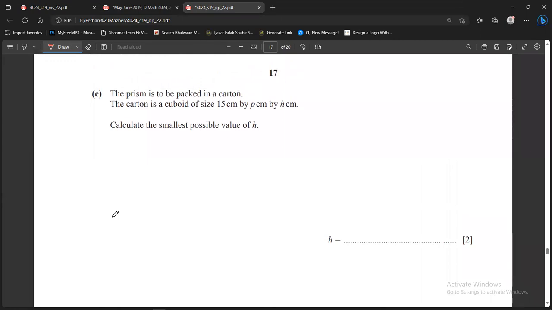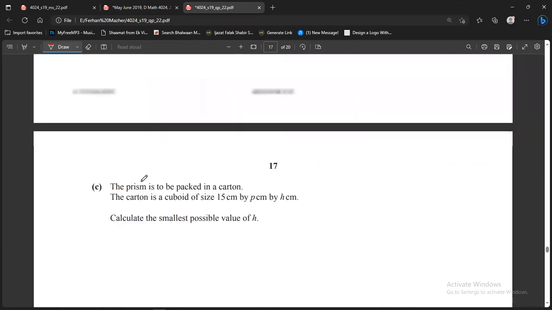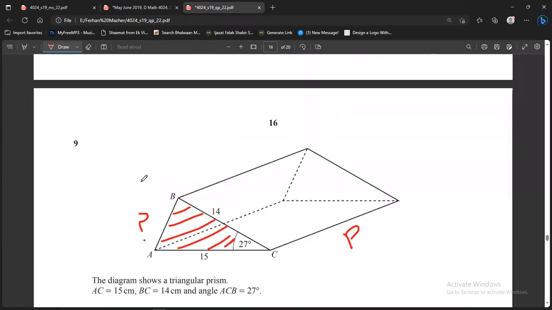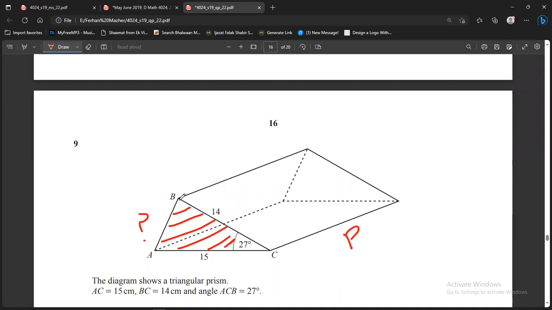He says the prism is to be packed in a carton. The carton is a cuboid of the size 15 centimeter by P centimeter by H centimeter. Calculate the possible height H. So the possible height H will be this line, and this is 90 degree. And I can calculate this height. This is a right angle triangle now. So just apply, this is the hypotenuse, this is 27, the height is the question.